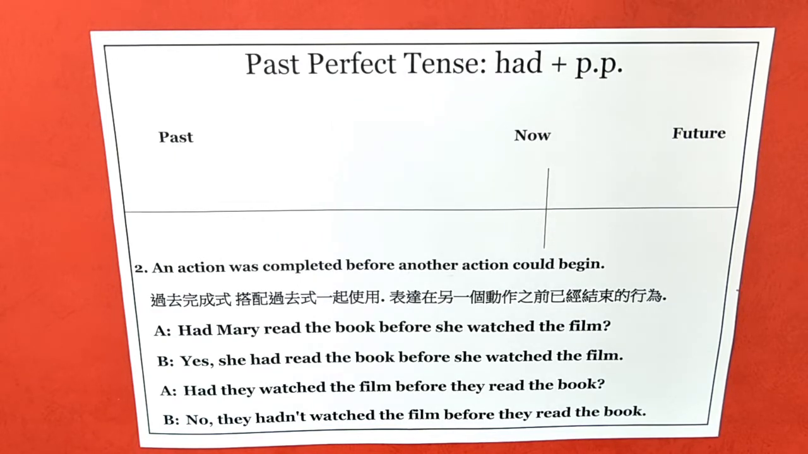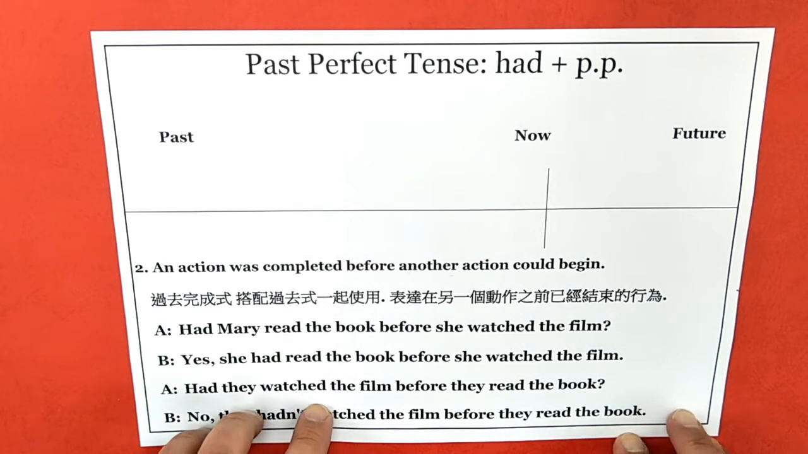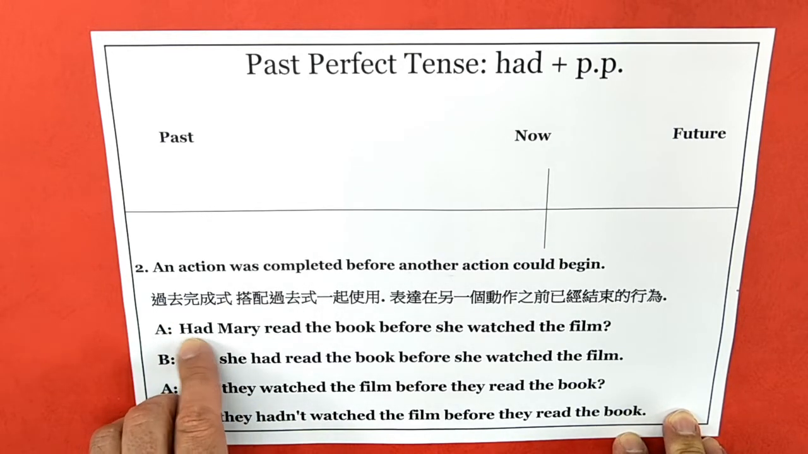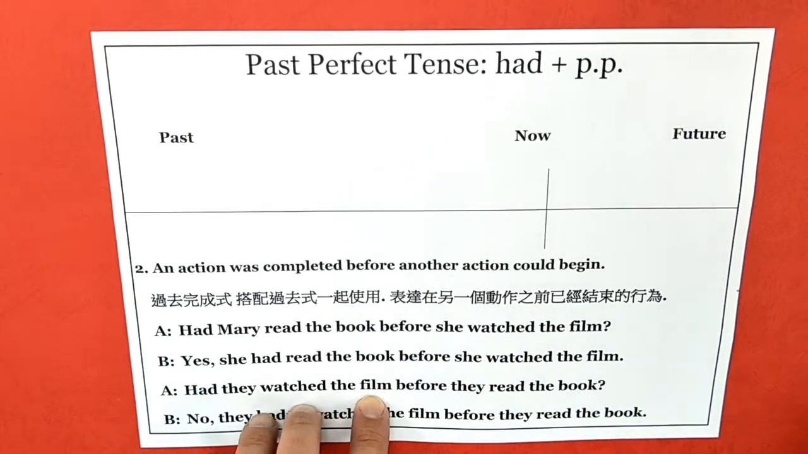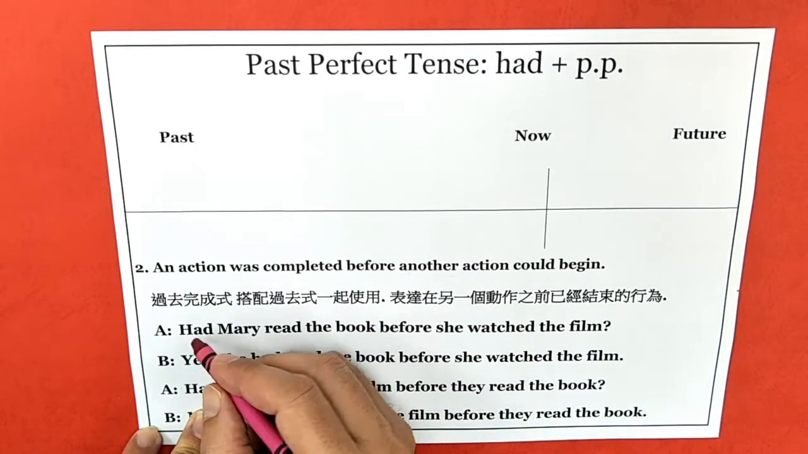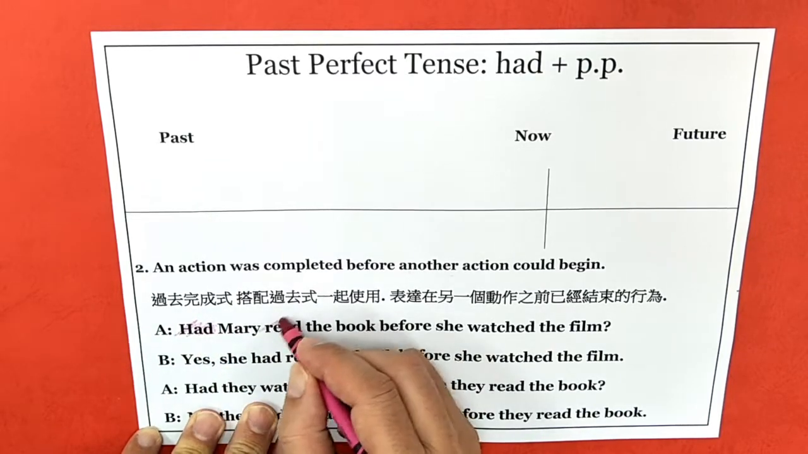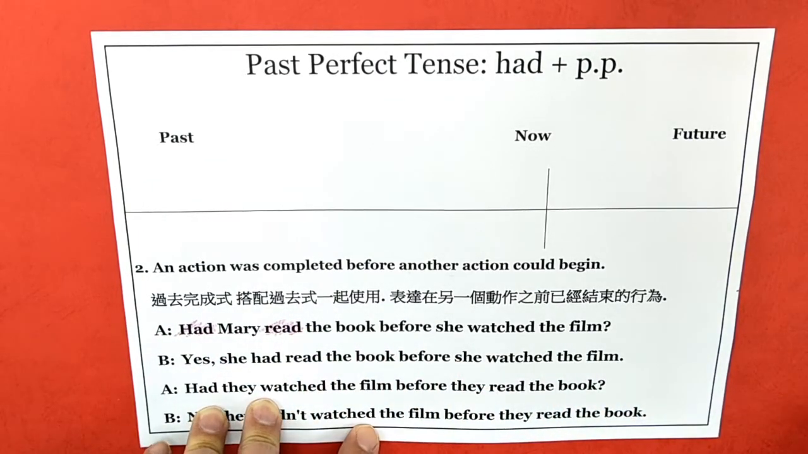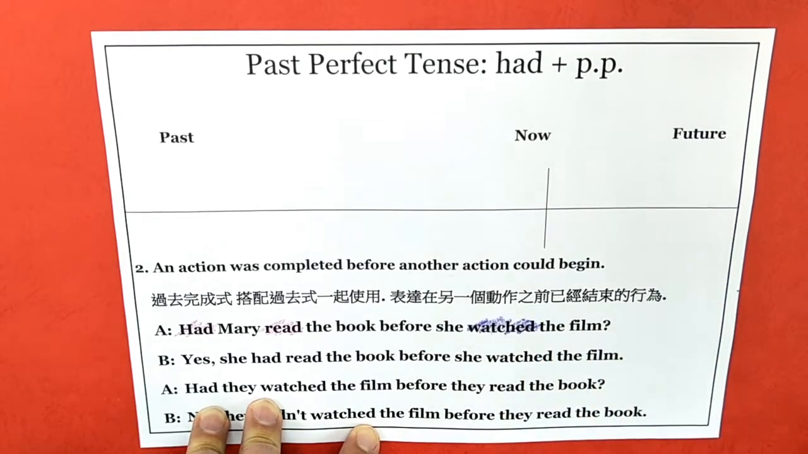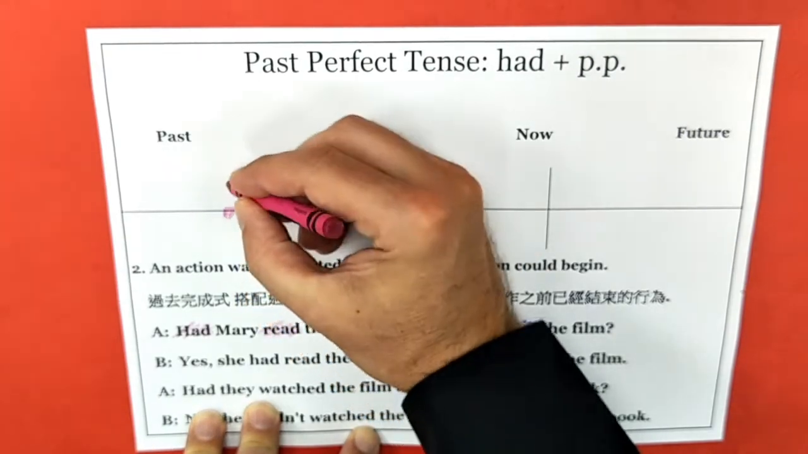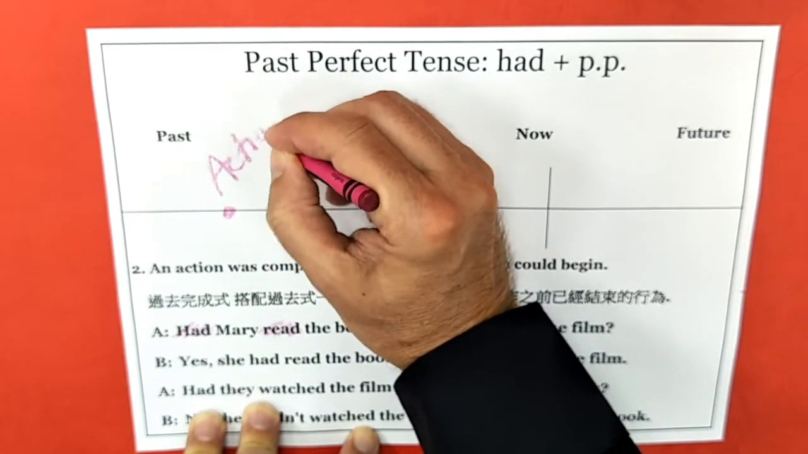All right, number 2. An action was completed before another action could begin. Okay, that's easy. Let's read the sentence. Had Mary read the book before she watched the film? Okay, look, we have two actions. Had Mary read the book? That's action number 1. And before she watched the film. Okay, there are two different actions here. So, action A.